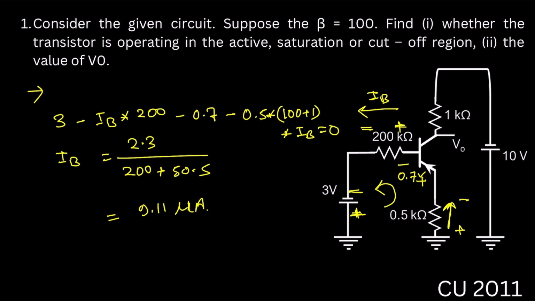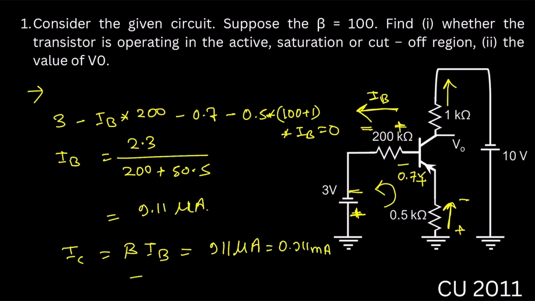Okay, so we already get the value of IB and the direction of IB is this side and the value of IB is 9.11 microampere. So for the IC also the direction will be this side. Okay, so we can get the value of IC will be beta into IB and that one equal to 911 microampere, or we can write down 0.911 milliampere. Okay, then we can write down IE will be IB plus IC and that one will be equal to 921 microampere. Okay, so now we already have the values of IB, IC and IE.